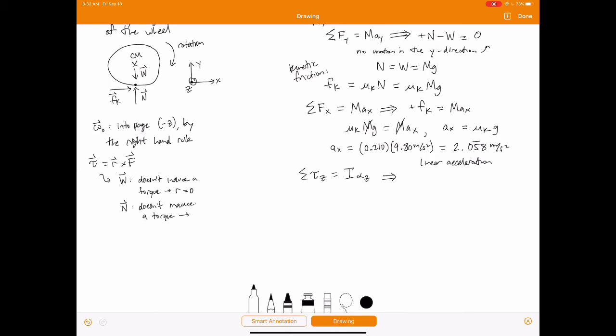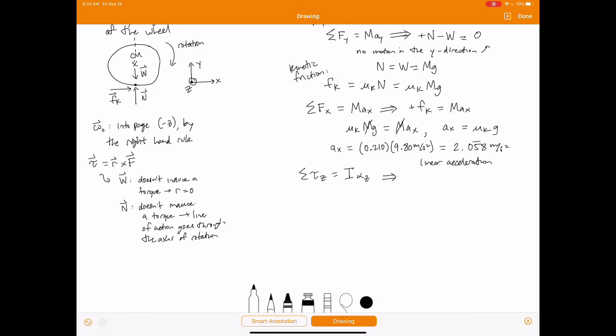And the reason for that is if we follow the line of action of the normal force, it goes right through the axis of rotation. So the line of action goes through the axis of rotation. So the only thing that's causing any kind of torque on the wheel is that kinetic friction force. So we only need to worry about that.